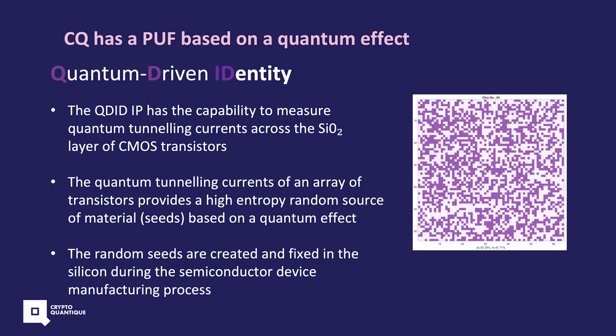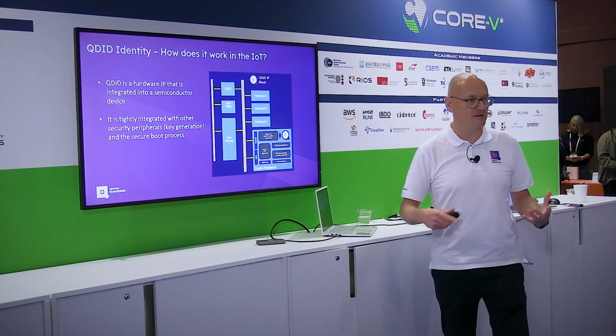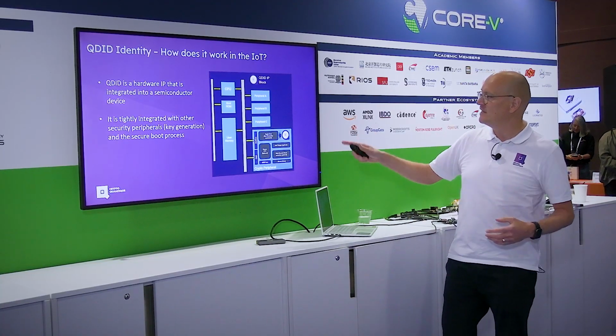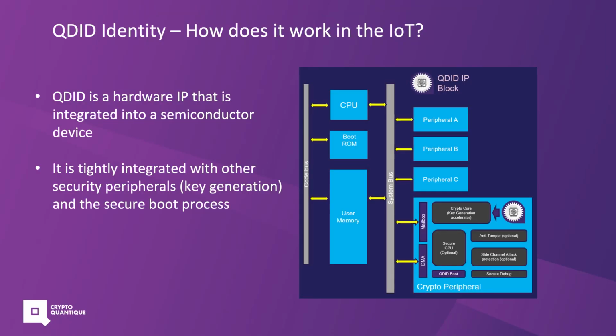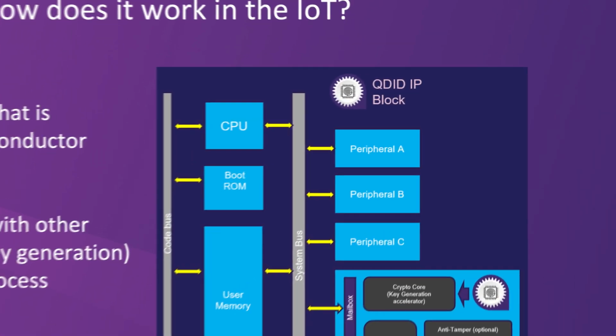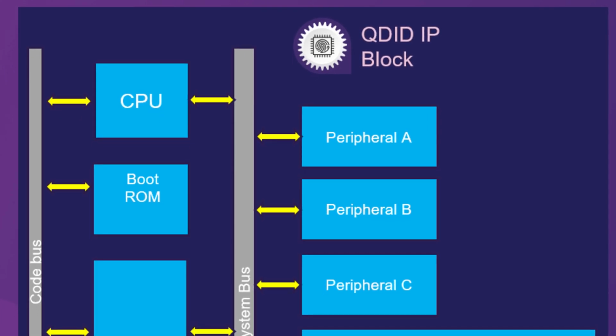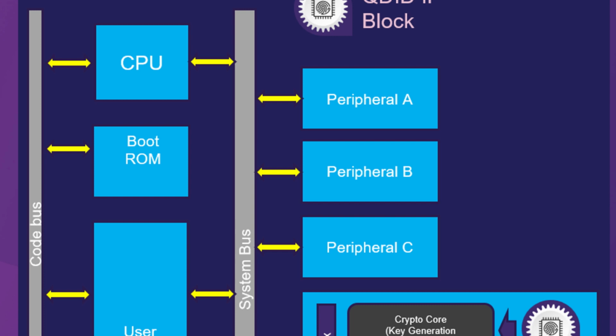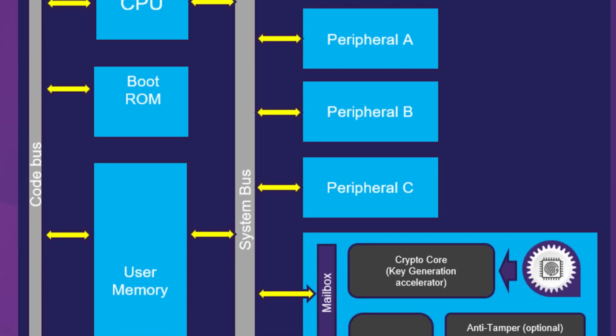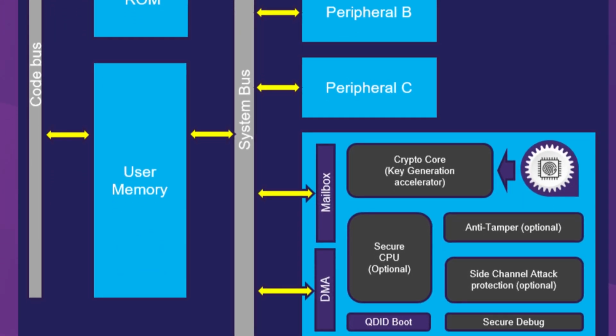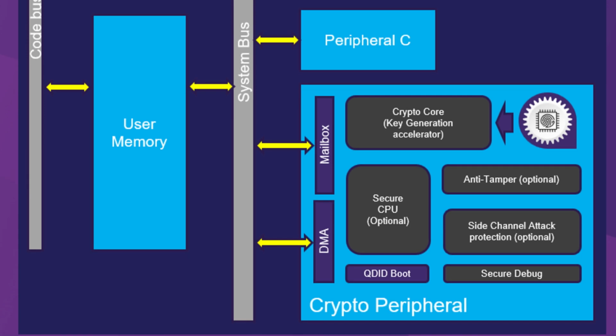And these random seeds are then fixed at silicon during the manufacturing process. So talking about how do you make it secure, the QDID, the PUF, is a small part of the process. You've got other bits around it. You've got the key generation, anti-tamper, secure CPU, secure debug. You've got all these parts. If you don't want access to the PUF on the main data bus, you've got to keep it secure behind a firewall. In a trusted MCU, we've got a separate processor that controls that, and you never leak the key.